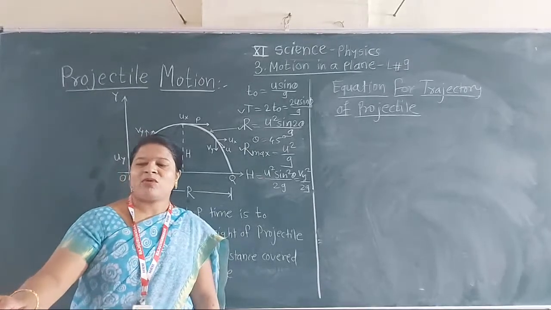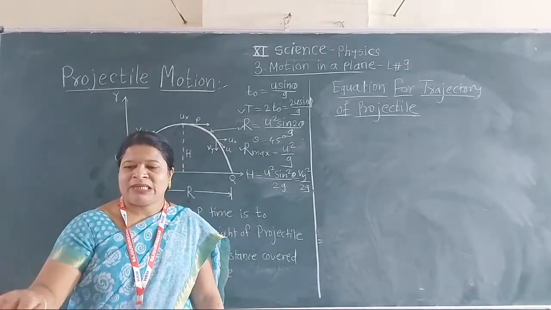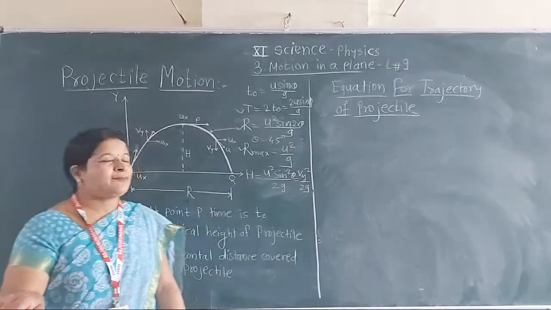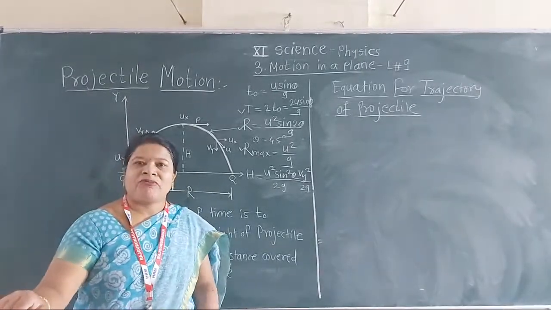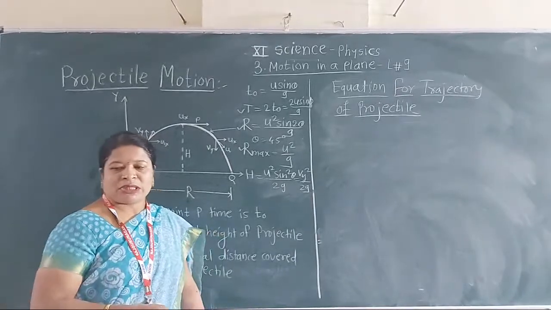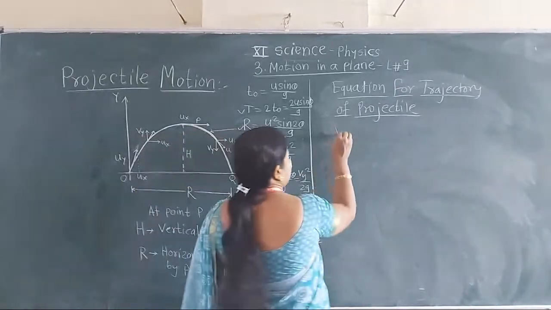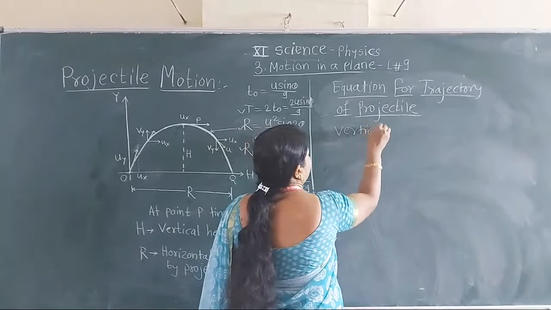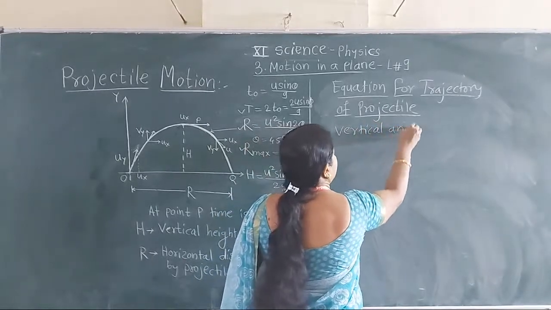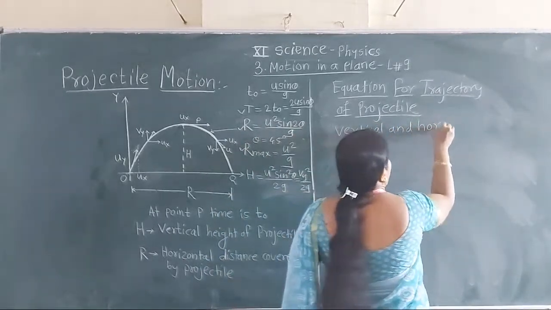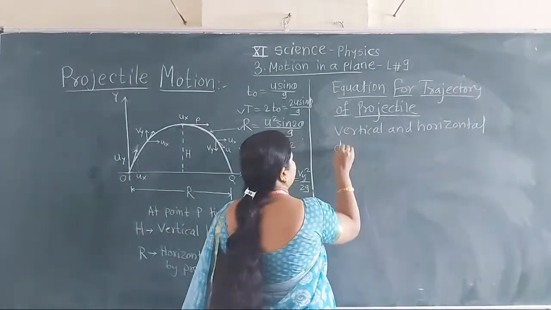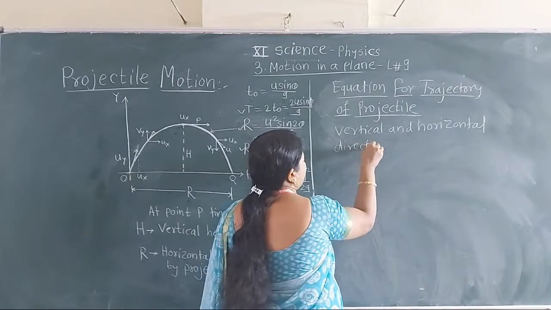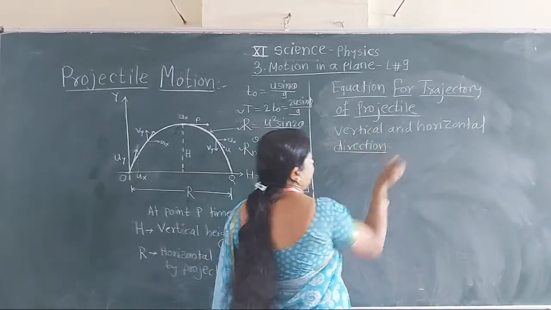So the equation of motion of a projectile is the relation between the displacement of projectile along vertical and horizontal direction. We have to use both of these directions.